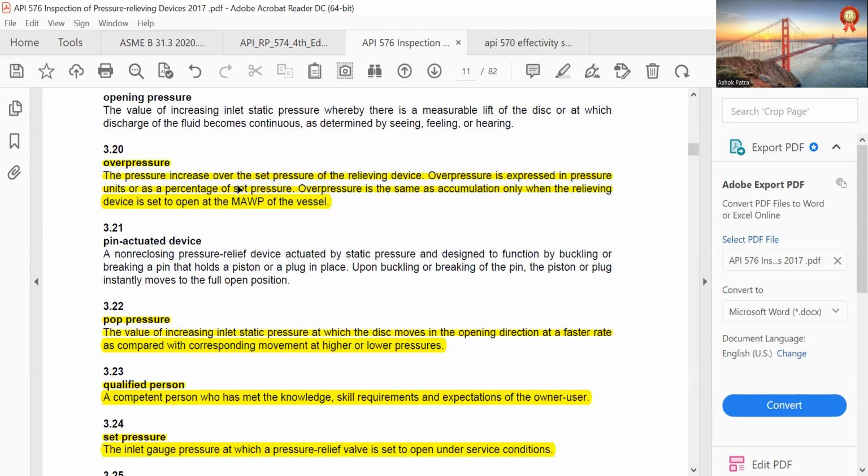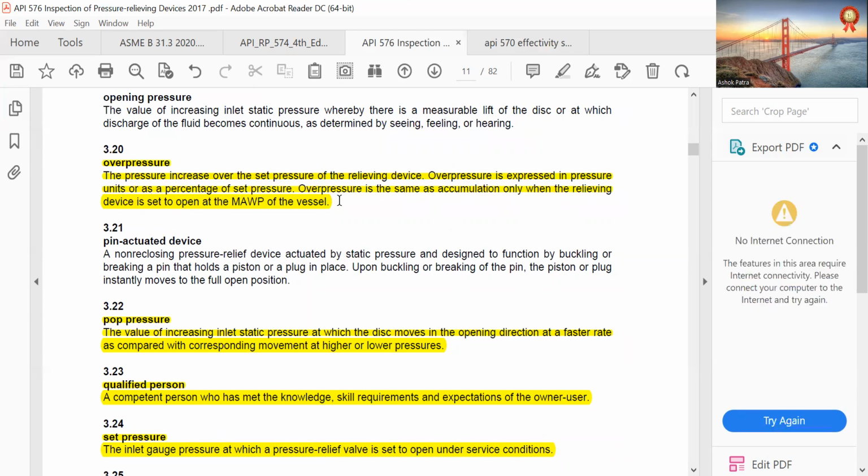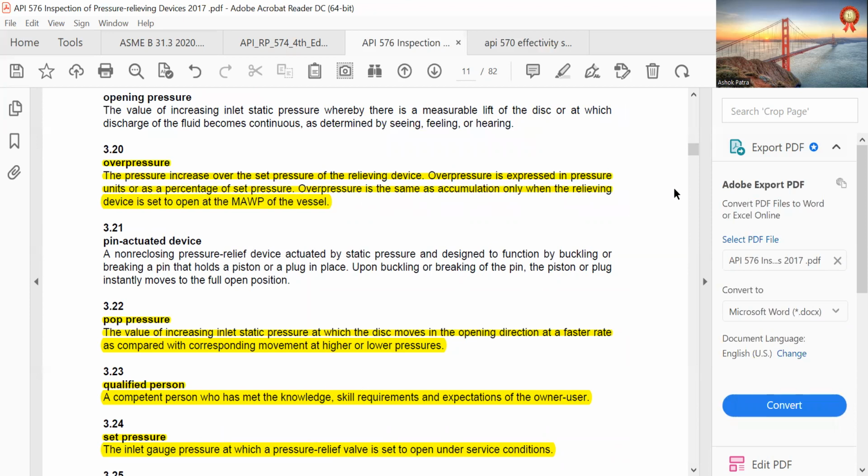Overpressure: the pressure increase over the set pressure of the relieving device. Overpressure is expressed in pressure units or as a percentage of set pressure. Overpressure is the same as accumulation only when the relieving device is set to open at the MAWP of the vessel. Pop pressure: the value of increasing static pressure at which the disc moves in the opening direction at a faster rate as compared with corresponding movement at higher or lower pressures.